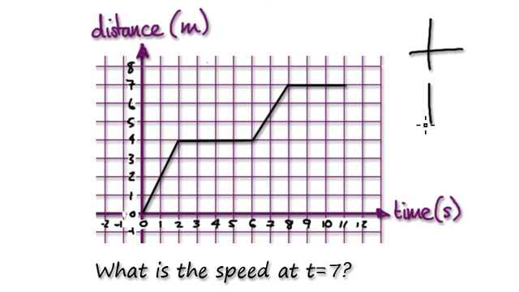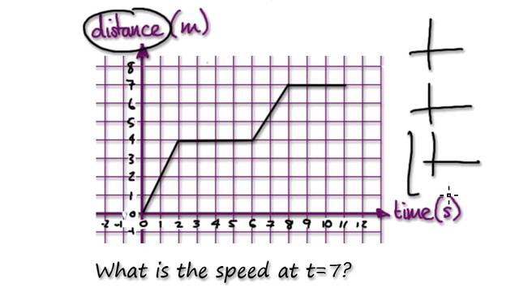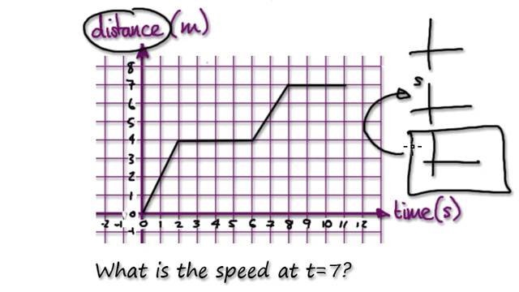Okay, so picture the 3 graphs in your mind. Which one have I given you? I've given you the distance time graph, but I'm asking you about the speed. So the gradient of the distance time graph represents the speed.